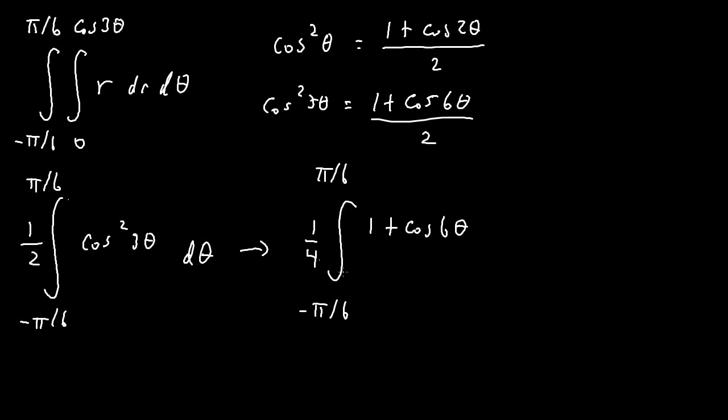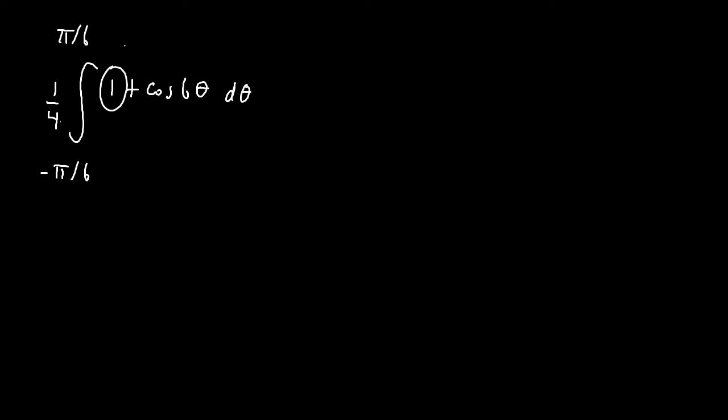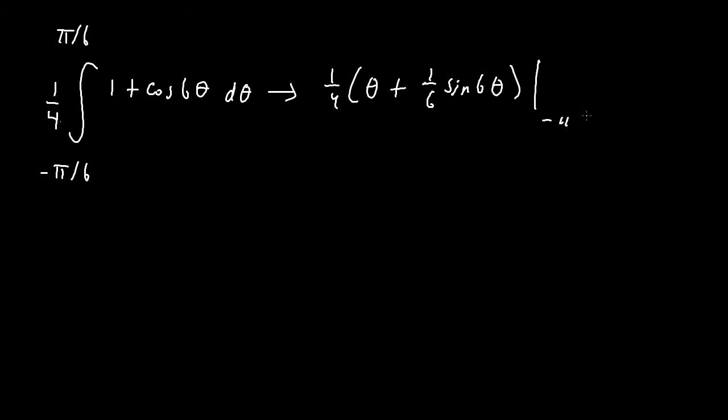So we get 1/4 times the integral of 1 plus cosine 6 theta, and we're going to integrate with respect to theta. Now the integral of 1 is just theta. We get 1/4 times theta plus the integral of cosine of 6 theta, which is 1 over 6 sine of 6 theta. Let's go ahead and evaluate that from negative pi over 6 to positive pi over 6.